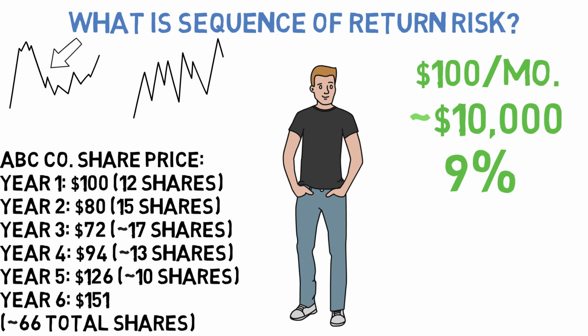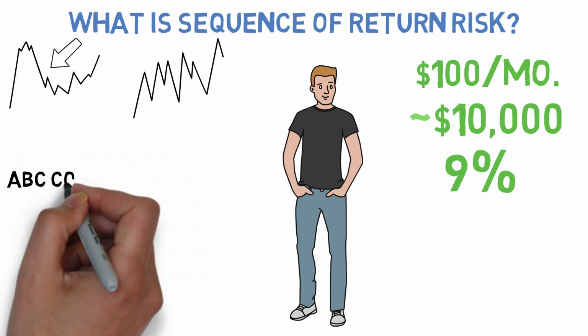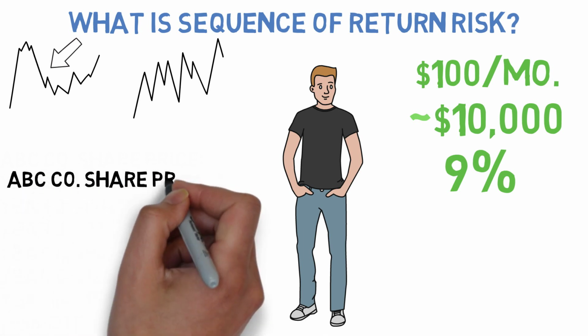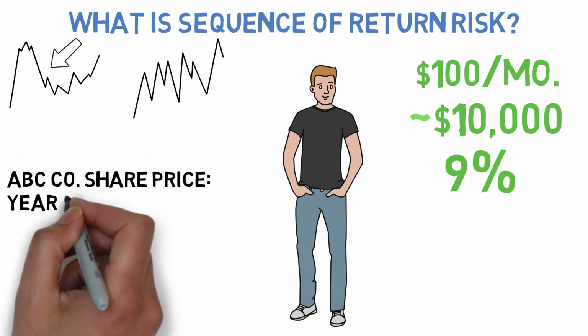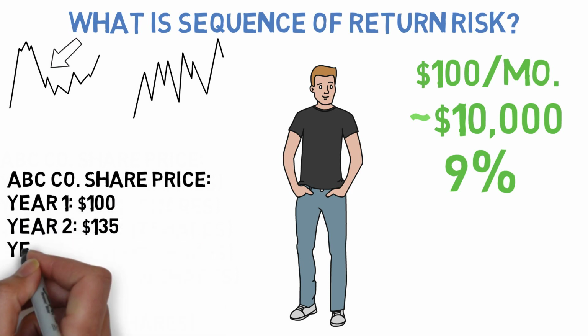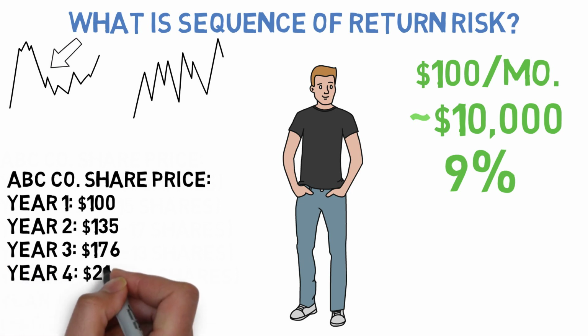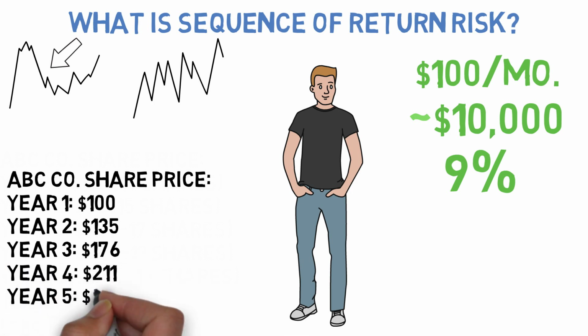But what if the returns had come in a different order? Well, then the situation would be much different for John. Say if we reversed the order of the returns that John originally got. So we have ABC Company growing by 35% in the first year and 30% in the second year. It rose an additional 20% in the third year before finally falling 10% in year 4 and an additional 20% in year 5. John's nest egg would look very different.